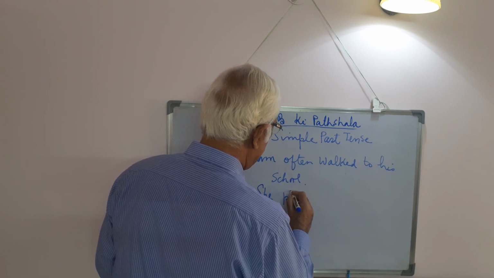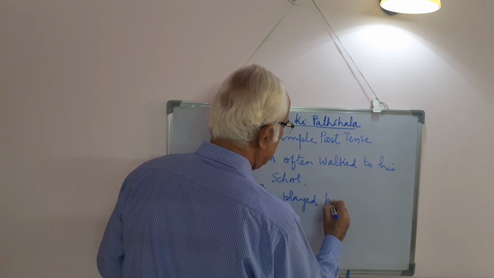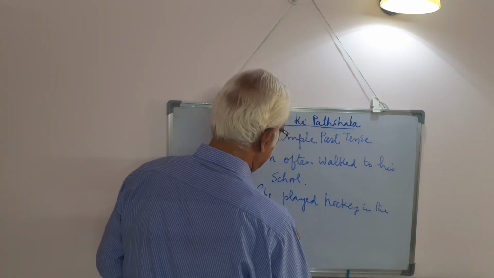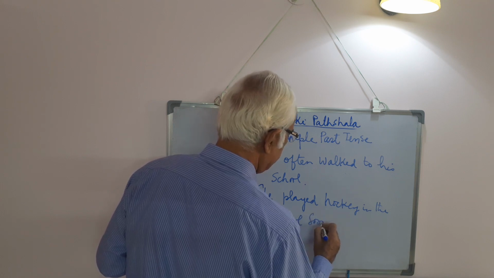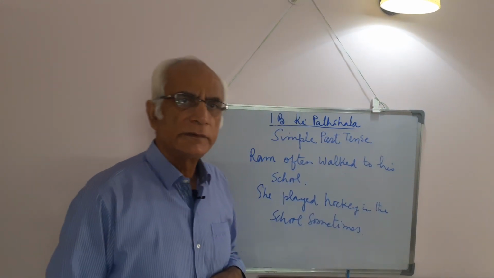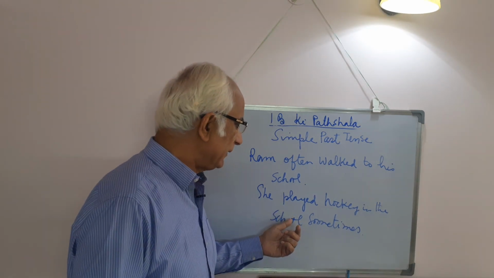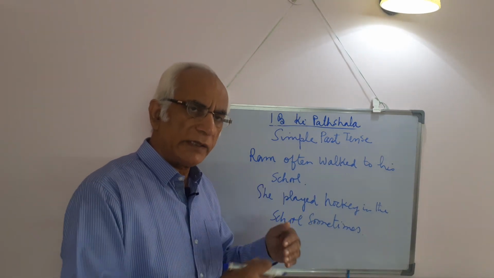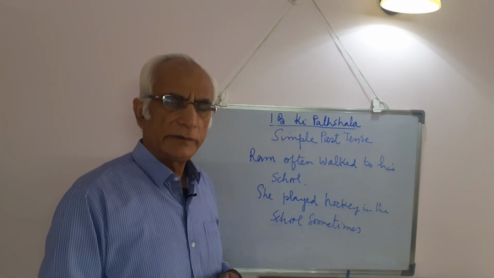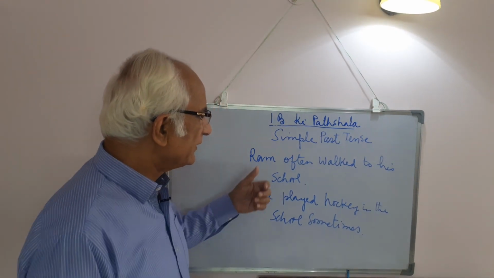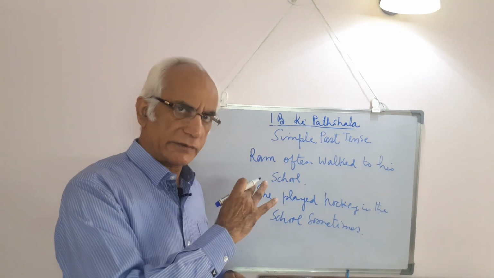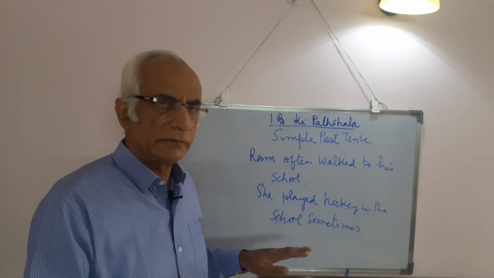She played hockey in the school sometimes. So we are talking about an event that was happening in the past and it was happening on some regular basis. Sometimes means kabhi kabhi. So these are things that were happening as a matter of habit or as a matter of routine in the past. They are no longer happening now.